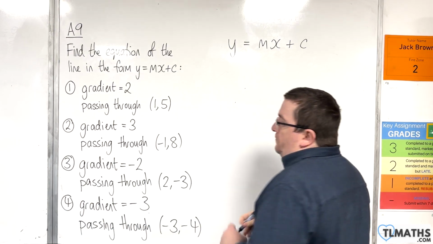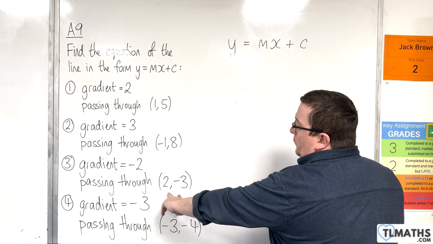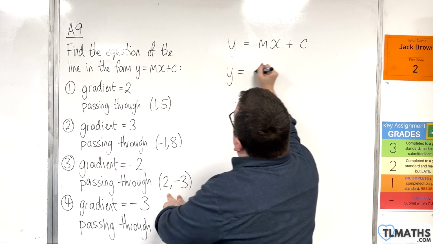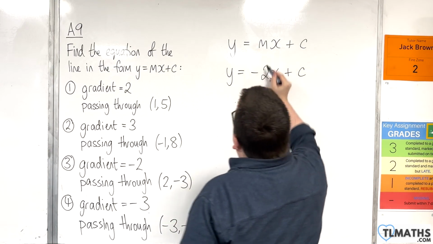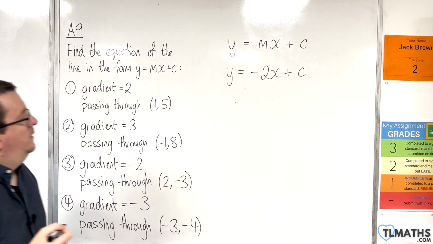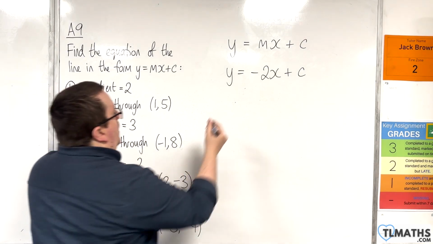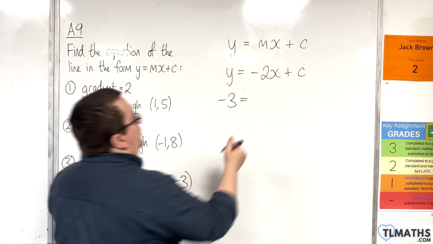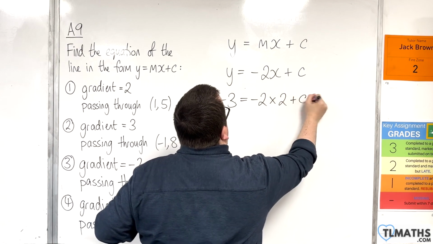Okay, number 3. The gradient is minus 2, and it passes through the point 2, minus 3. So we can straight off write y equals minus 2x plus c, because the gradient is minus 2. Now we can substitute in 2, minus 3. So the y becomes minus 3, and the x becomes 2. So we'll have minus 2 times 2 plus c.